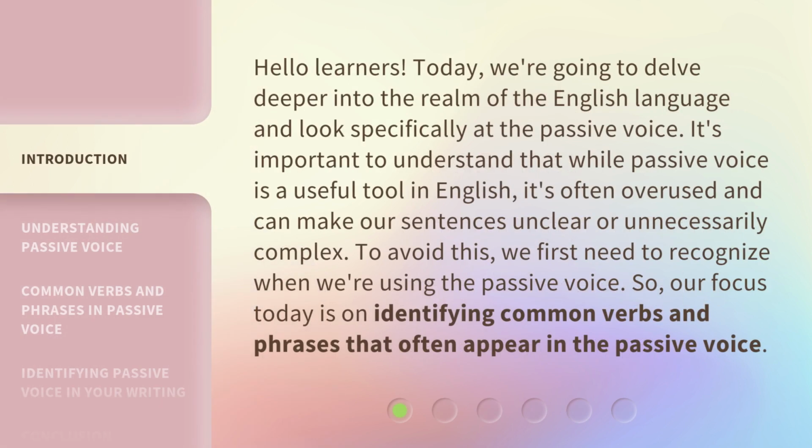Hello learners! Today, we're going to delve deeper into the realm of the English language and look specifically at the passive voice. It's important to understand that while passive voice is a useful tool in English, it's often overused and can make our sentences unclear or unnecessarily complex. To avoid this, we first need to recognize when we're using the passive voice. So, our focus today is on identifying common verbs and phrases that often appear in the passive voice.